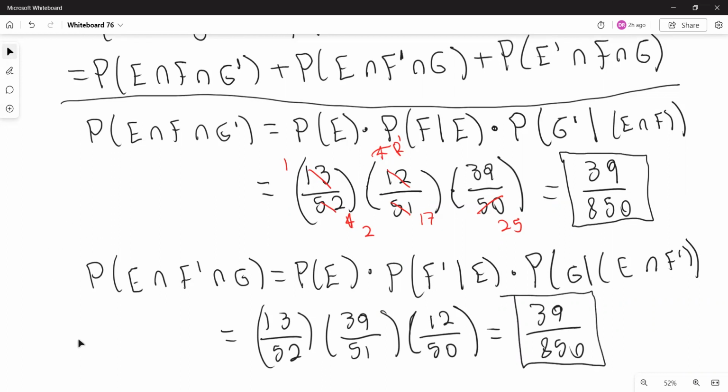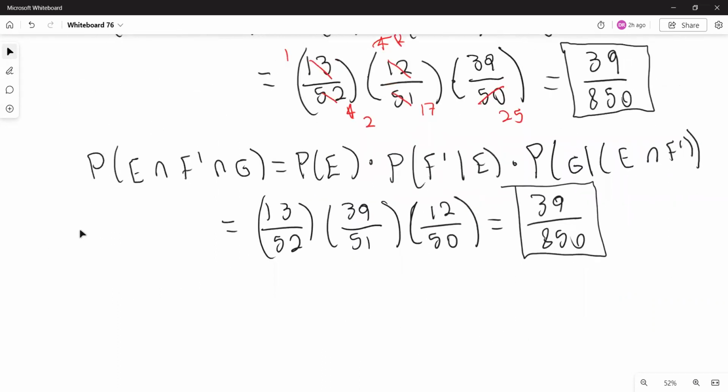And the third scenario is the probability that the first one is not a heart, but the second and third are.